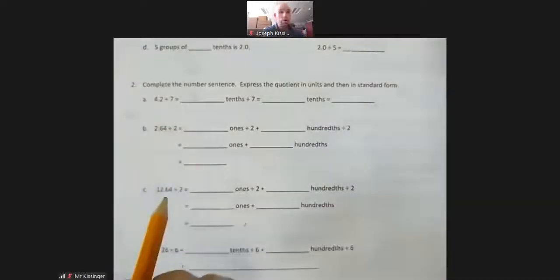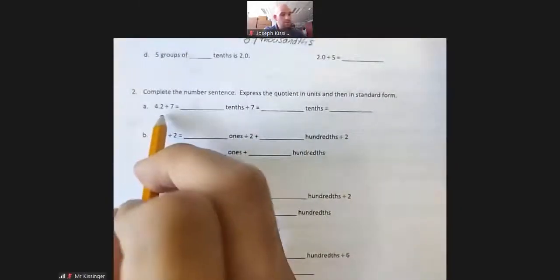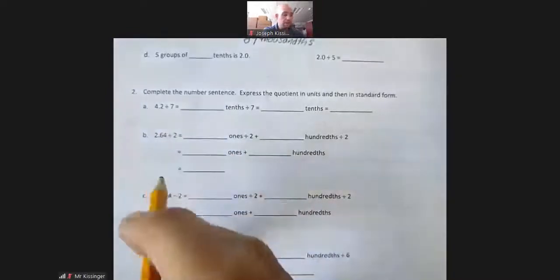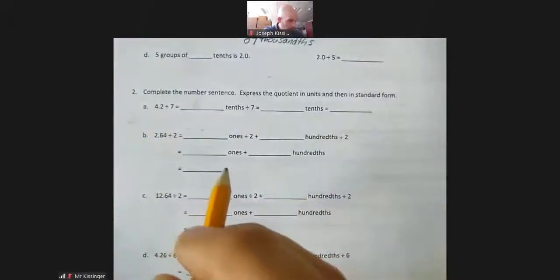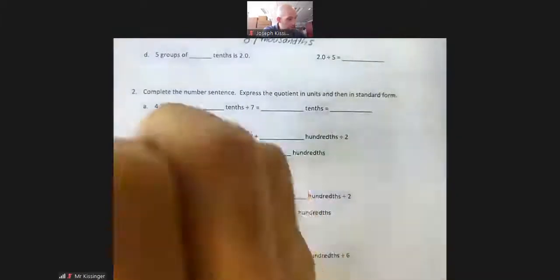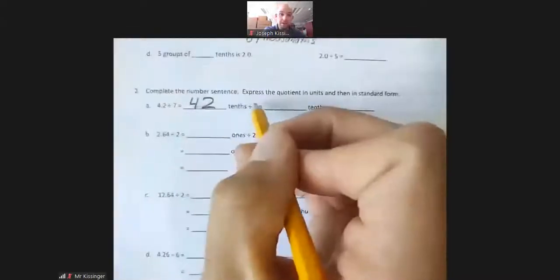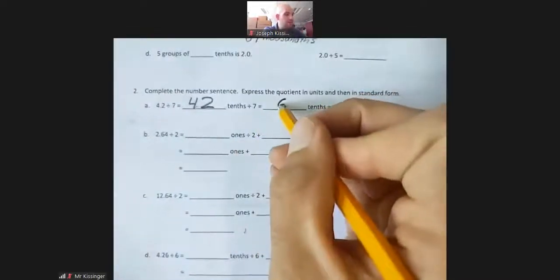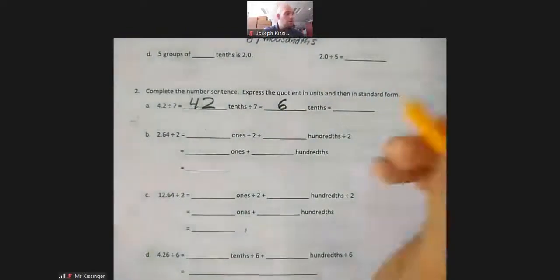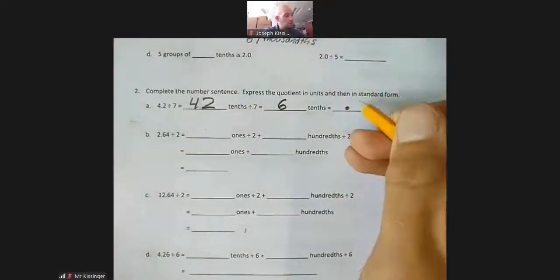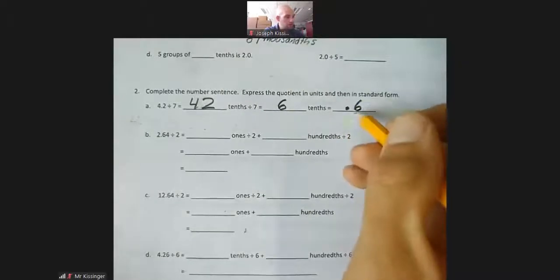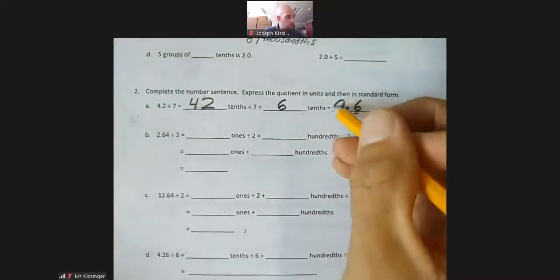All right, let's move on to number 2 down here. 4.2 divided by 7 equals how many tenths? Divided by 7. So we have 4.2 is 42 tenths divided by 7. 42 tenths divided by 7 equals, well, 42 divided by 7 equals 6. 42 tenths divided by 7 equals 6 tenths. And the way we write 6 tenths is 0.6. So there's our tenths place here. 0.6.